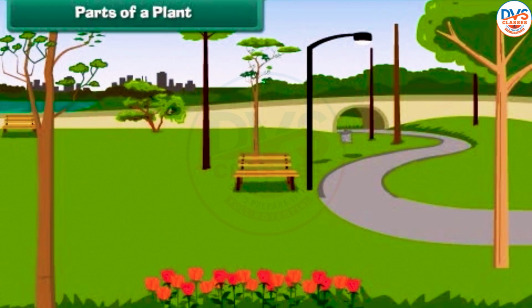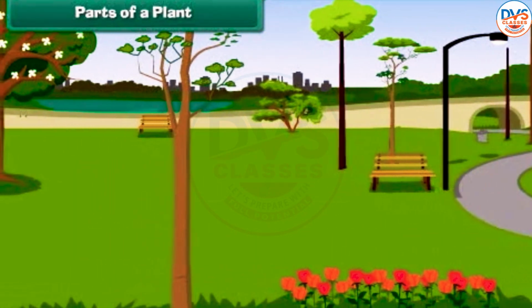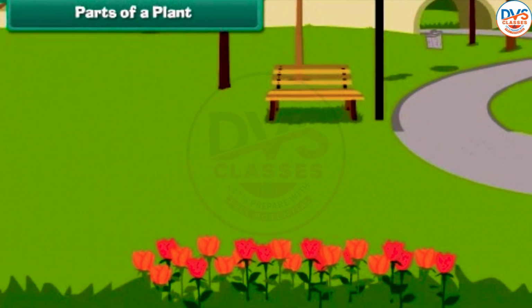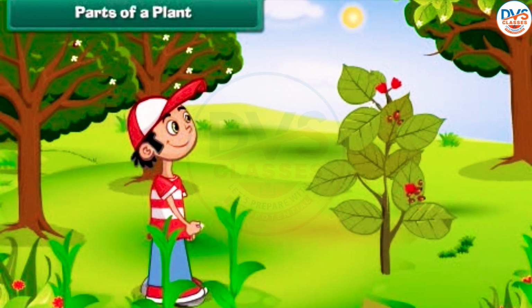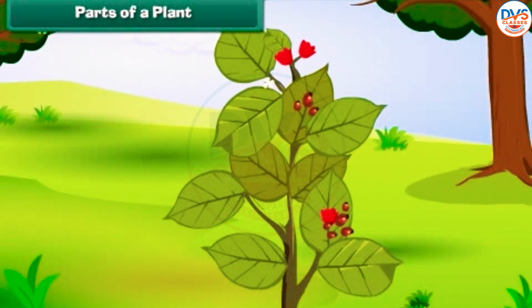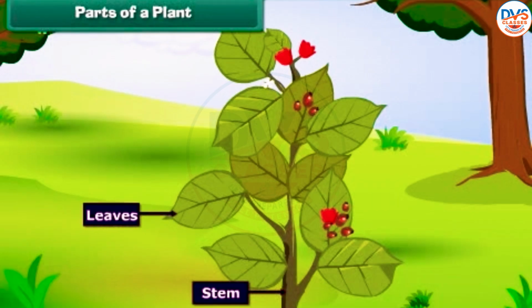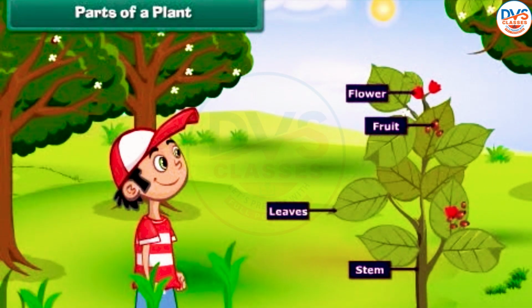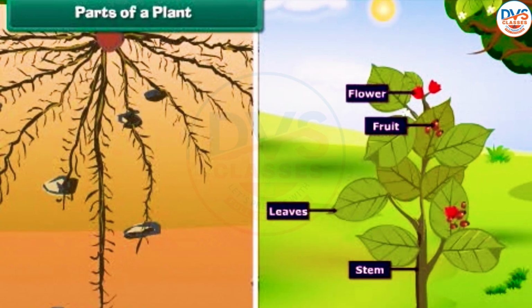Dear friends, as we can see around us, there are a lot of varieties of plants and trees. They all are green in color and provide peace to our eyes. But have you ever observed a plant closely? You can see some of its major parts such as stem, leaves, flowers and fruits above the ground. But do you know that some part is also hidden under the ground? This part is called root.